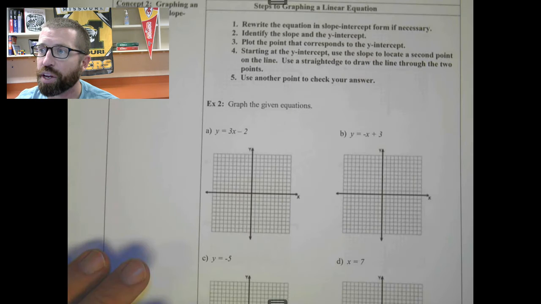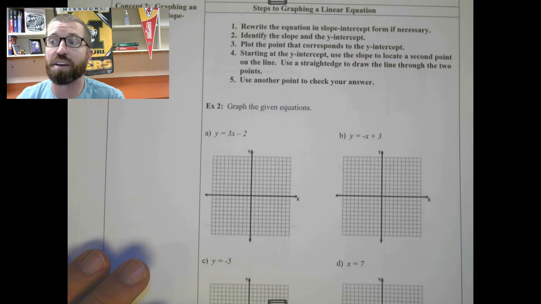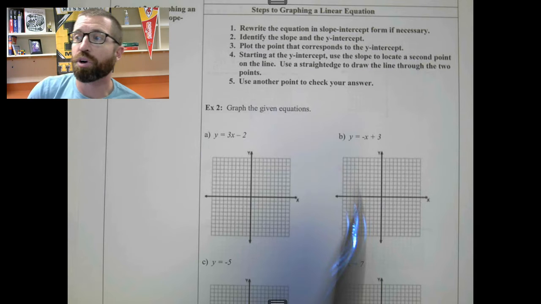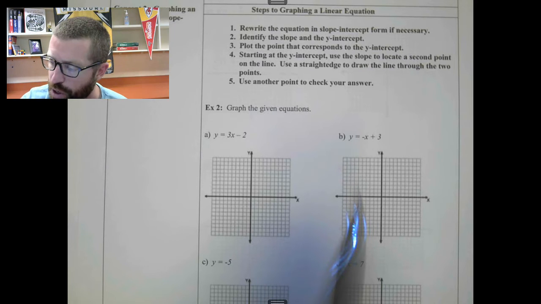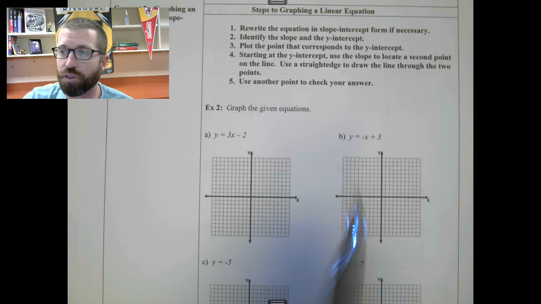Okay, and here are the steps for graphing these. So we're going to do what we just did: rewrite in slope-intercept form, identify the slope and y-intercept, and then plot the point that corresponds to the y-intercept. And then we're going to count our rise over run, and draw our line.